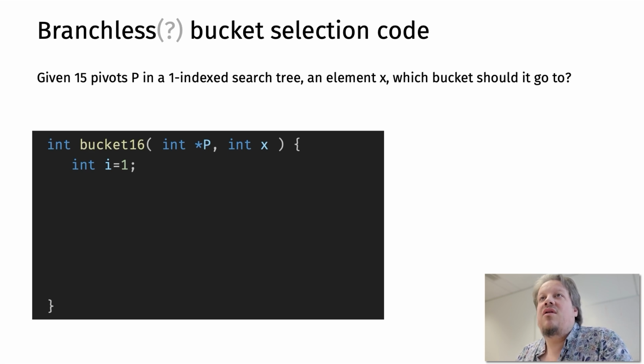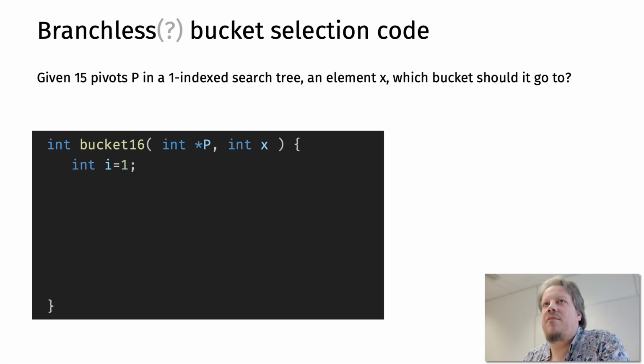I say we're going to get given a pointer to this representation of the tree, where at index 1 I have the root of the tree, and I get given an element x, and I want to know, based on these splitters given in P, which bucket should the element x go into. And I'm just going to write the thing that we had before, right?